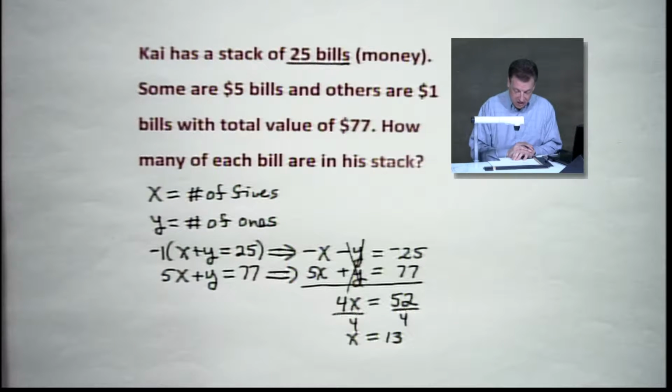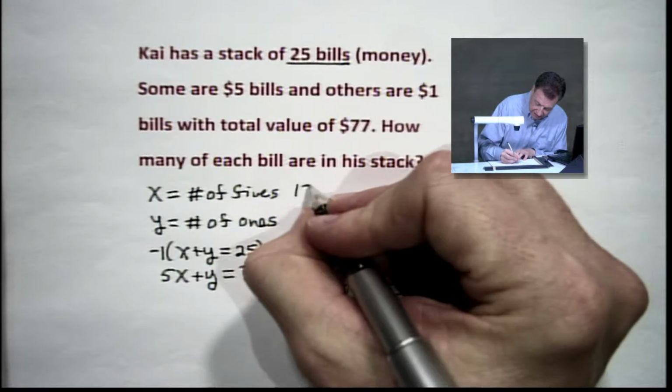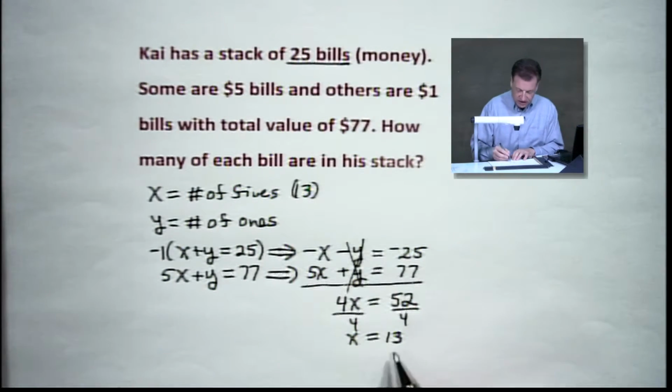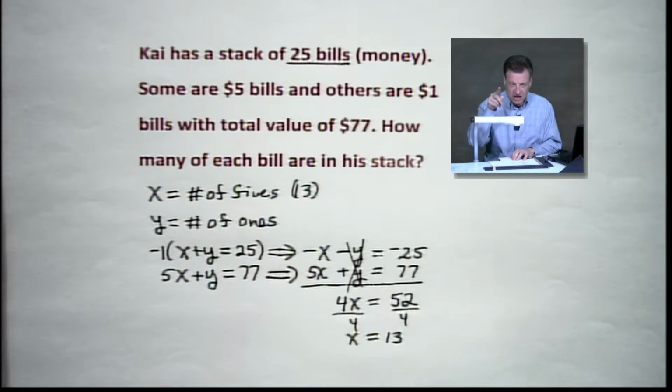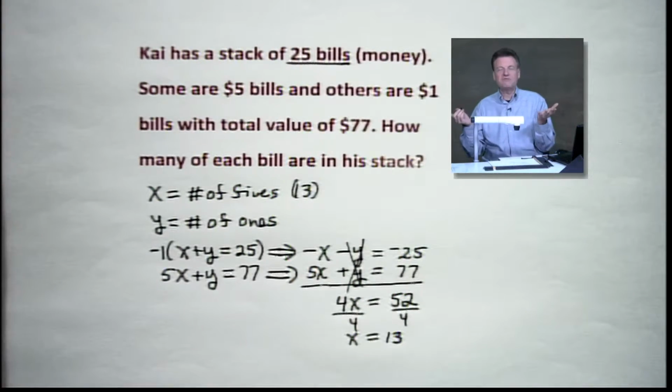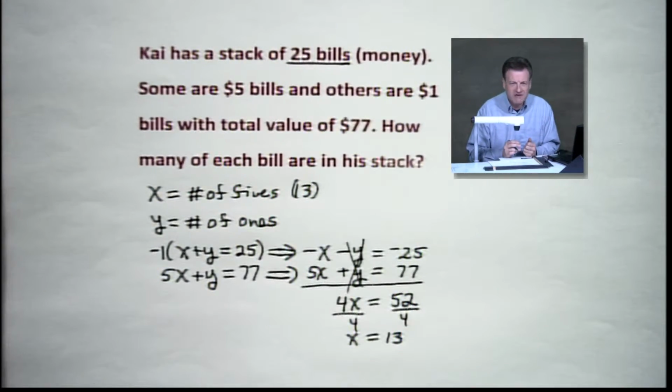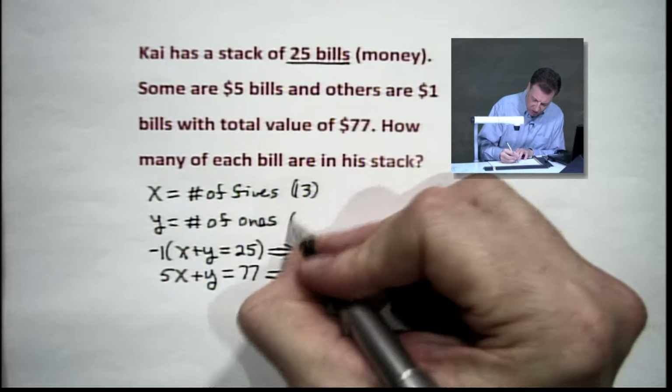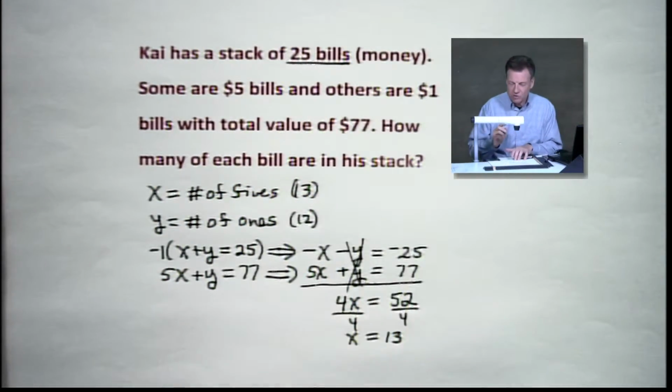All right. So now it's time to check it out. So we had 13 $5 bills. That's what X stands for, right? Hang on there. That means if we have 25 bills, what have we got left over? Subtract 13 from 25. That will give us 12 ones. My question is, will we come up with 77? That's our next game plan. If you take 5 times 13, you get $65.